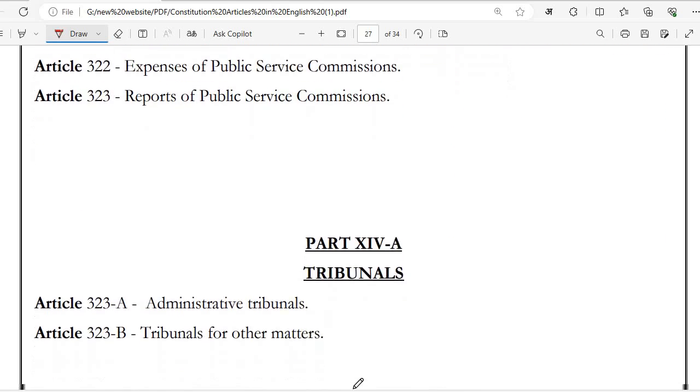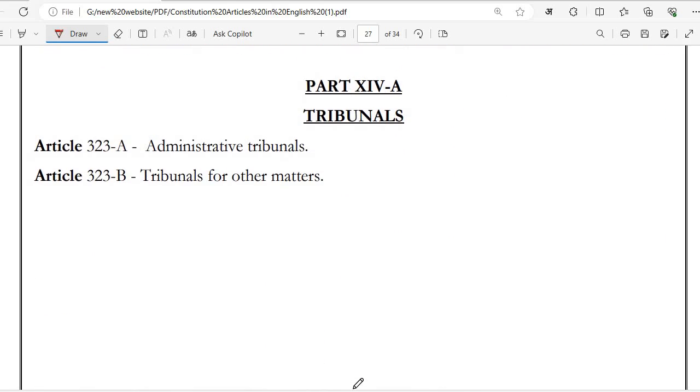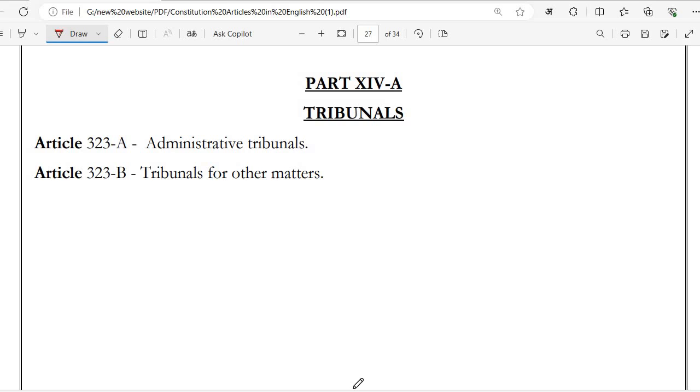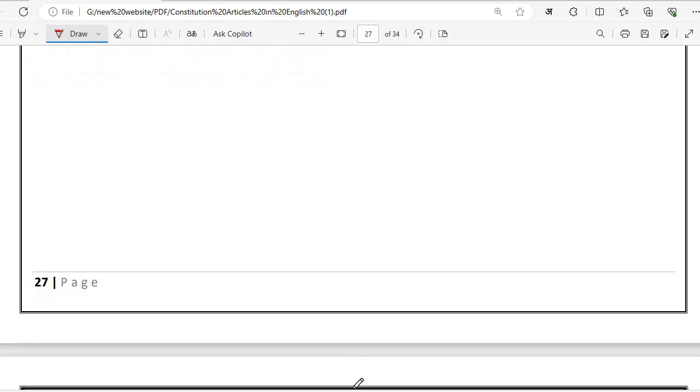Expenses, finances, okay, tribunals, and this was added by the Indira Gandhi government in 1976 by the 42nd Amendment. Administrative tribunals like the CAT, Central Administrative Tribunal, and other tribunals for other matters. This is the next part.